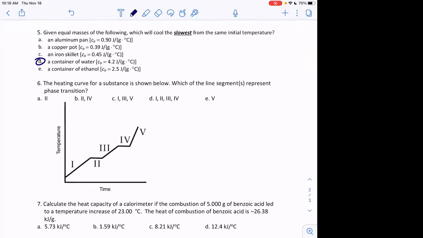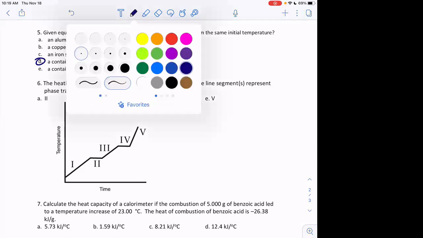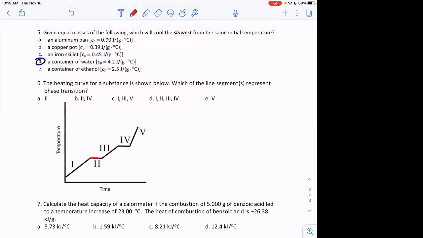The heating curve for a substance is shown below. Which of the line segments represent phase changes? So 2 and 4, right? The flat ones. Phase changes, B.